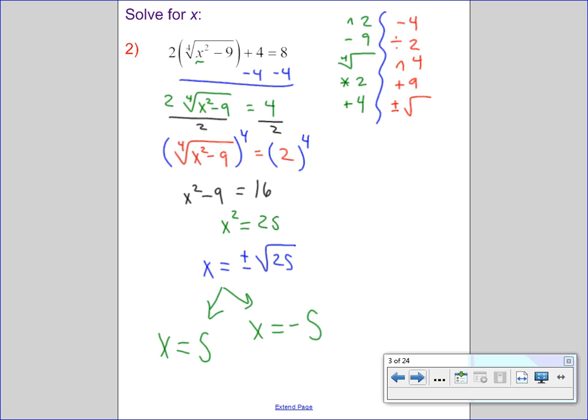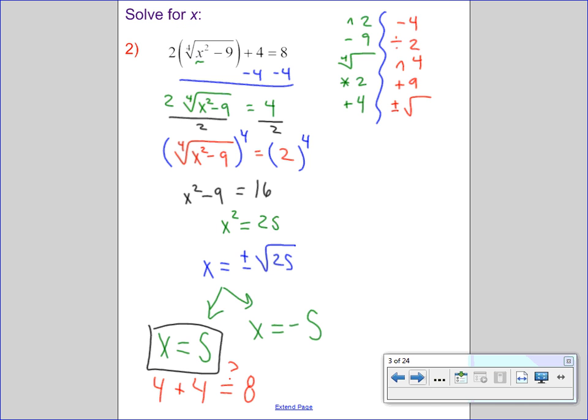Ready? I'll grab the negative 5. Negative 5 in for x, and we can follow our green solving steps to help out. Negative 5 quantity squared is positive 25. Minus 9 is 16. The 4th root of 16 is 2. 2 times 2 is 4. Does 4 plus 4 equal 8? Well, does 4 plus 4 equal 8? Yes, it does. So 5 is in fact a solution.